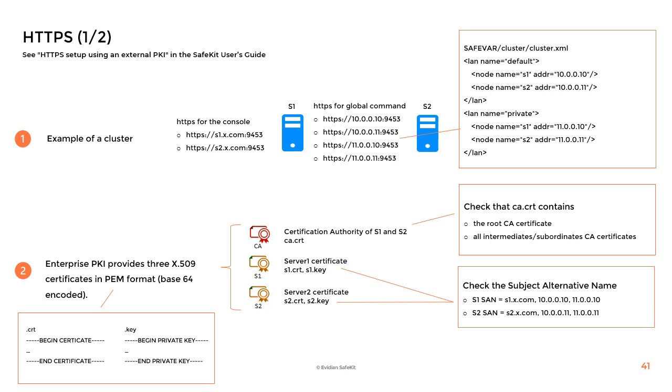For example, the S1 certificate should include in its SAN s1.x.com and its IP addresses on the 10 network and the 11 network, as defined in the cluster configuration file. Similarly, the S2 certificate should include in its SAN s2.x.com and its IP addresses on the 10 network and the 11 network, as specified in the cluster configuration file.